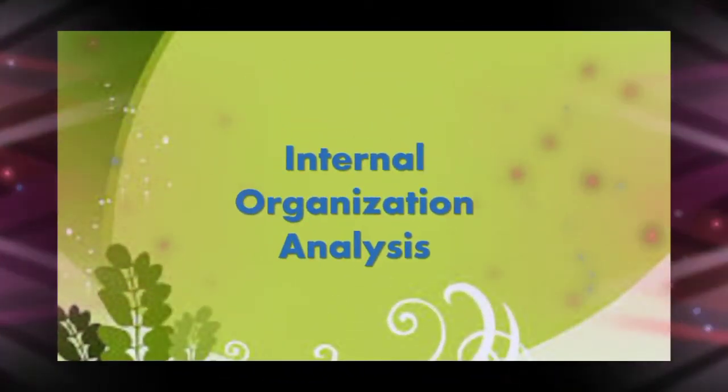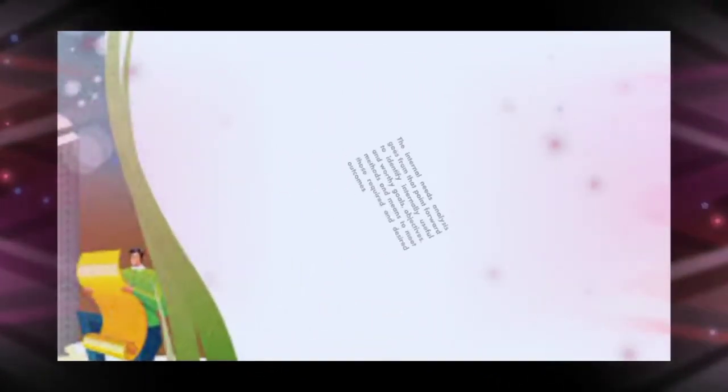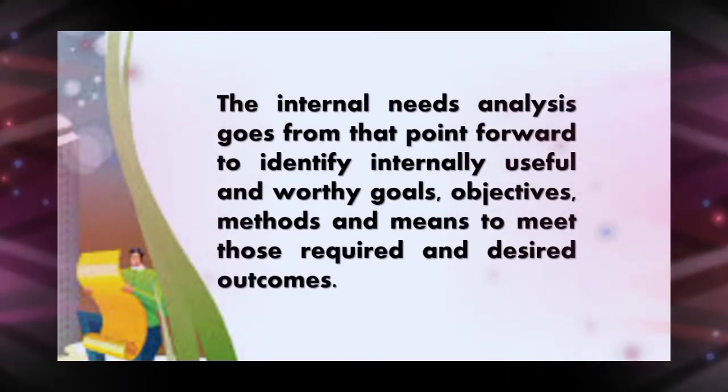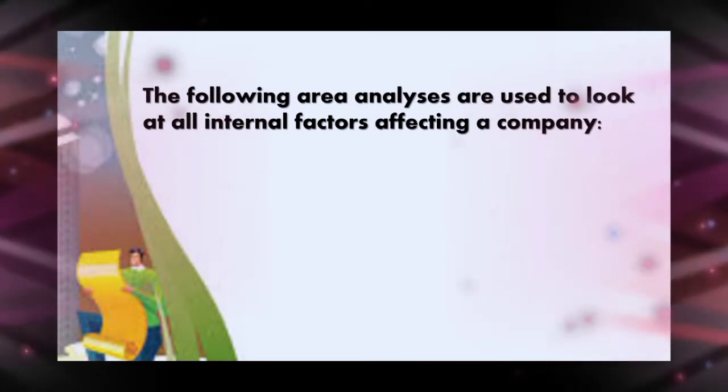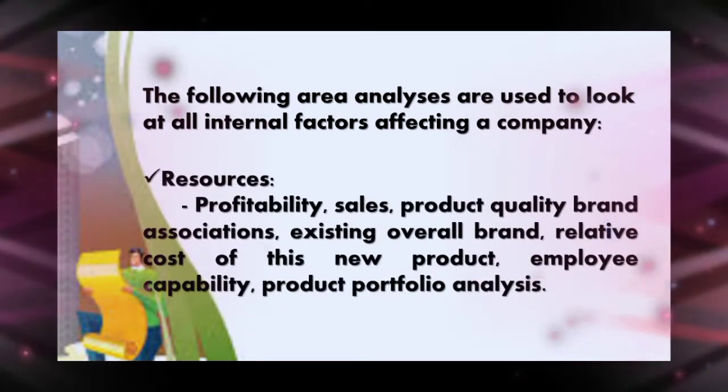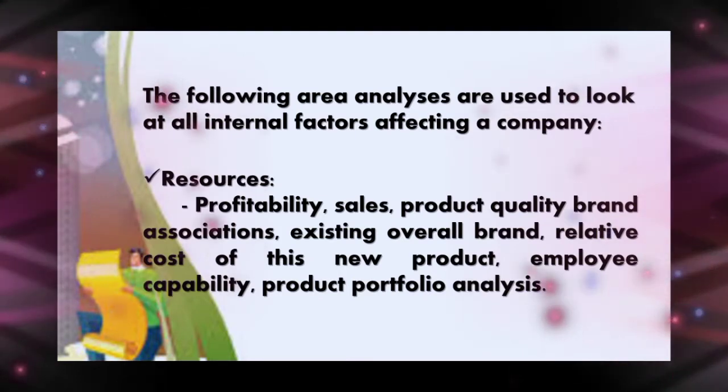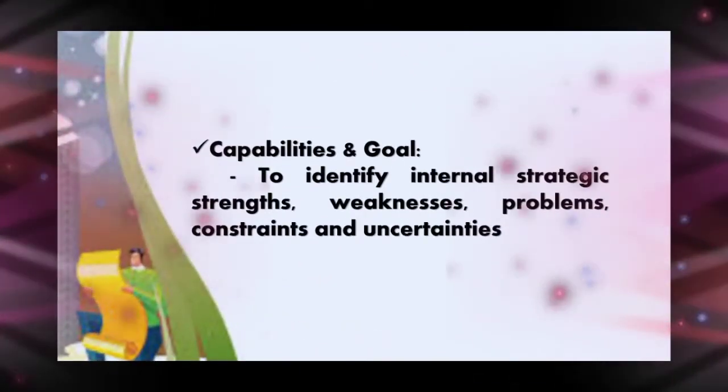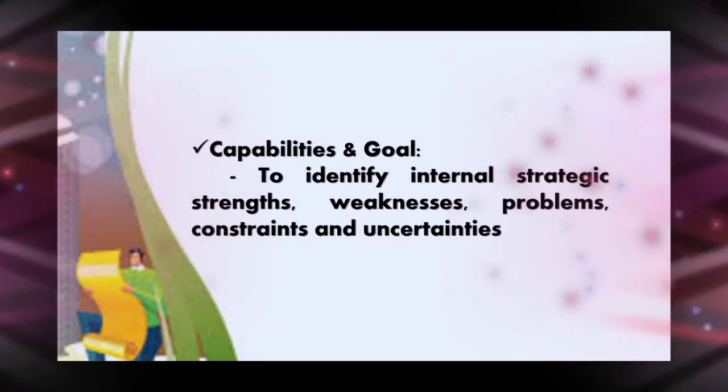Next is the internal organization analysis. The internal needs analysis goes from that point forward to identify internally useful and worthy goals, objectives, methods, and means to meet those required and desired outcomes. The following area analyses are used to look at all internal factors affecting a company. First is the resources. It includes profitability, sales, product quality, brand associates, existing overall brand, relative cost of this new product, employee capability, and product portfolio analysis. Next is the capabilities and goal. It is to identify internal strategic strengths, weaknesses, problems, constraints, and uncertainties.